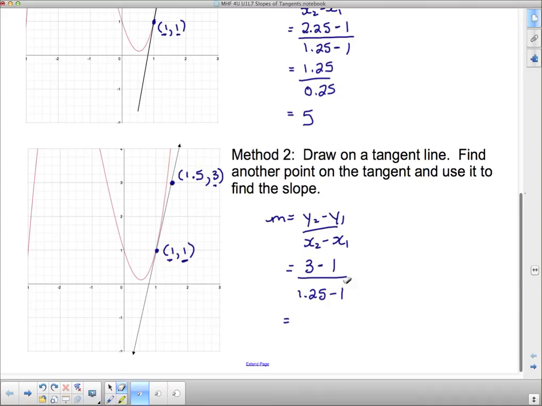And let's change it over here to 1.5 minus 1. So 3 minus 1 is 2, and 1.5 minus 1 is 0.5. And 2 divided by 1/2 is 4. So there is a little bit of a difference. I've got 5 here, and I've got 4 here, and that's actually a fairly big difference.